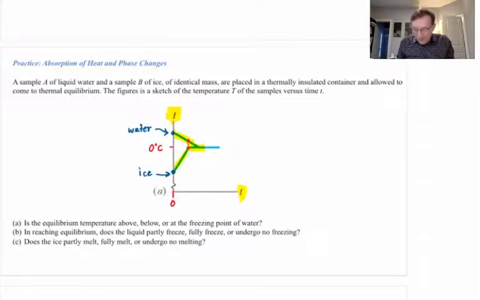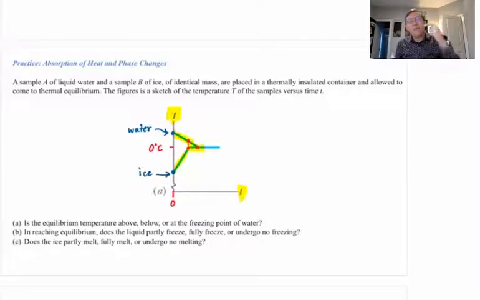So now go across a little bit. The flat part for the ice says it's still undergoing phase change, still melting. And therefore the temperature of the water still goes down. And the next key point I'll mark with another red dot is right there, when the water reaches 0 degrees Celsius.